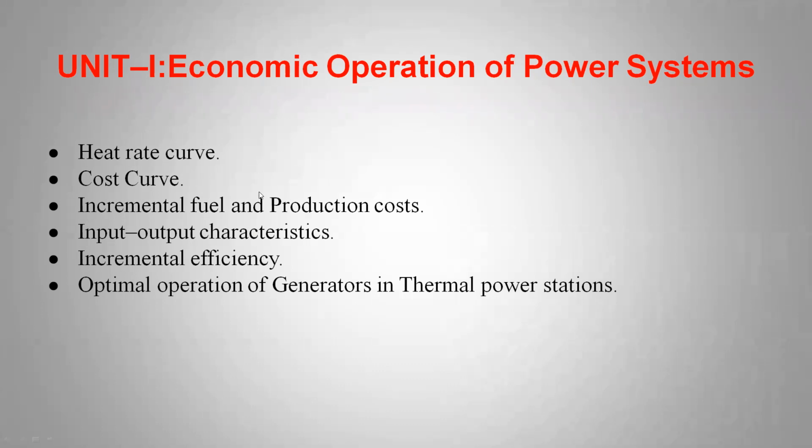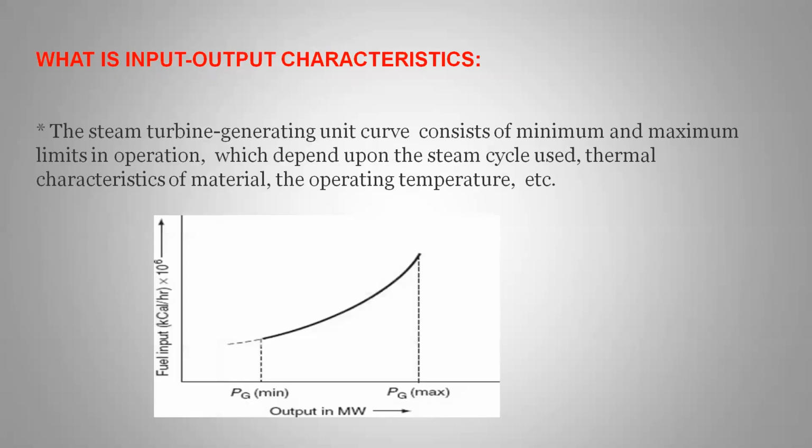In this unit, definitely short questions: define heat rate curve or cost curve, input output characteristics, define incremental fuel cost and production cost or incremental efficiency. So these five are the important short questions. First, what is input output characteristics?